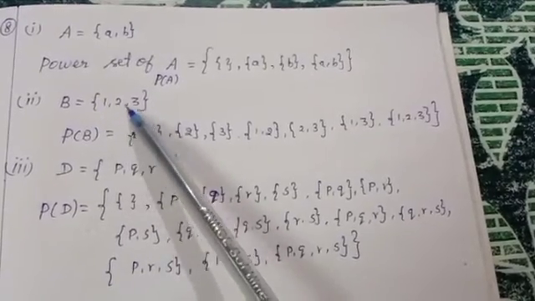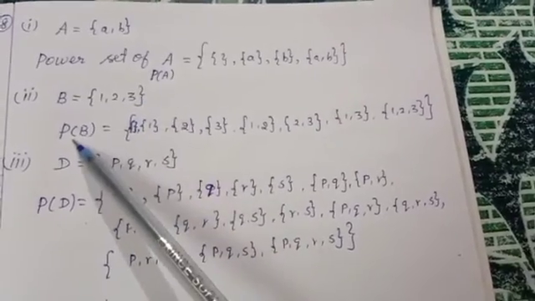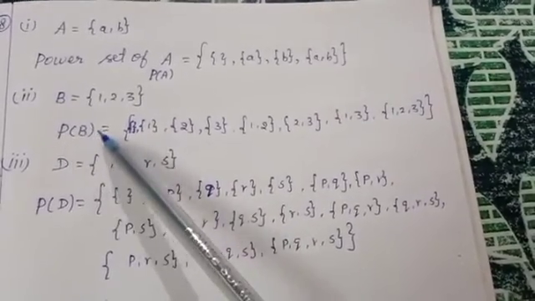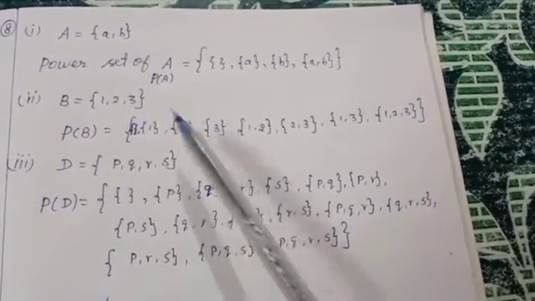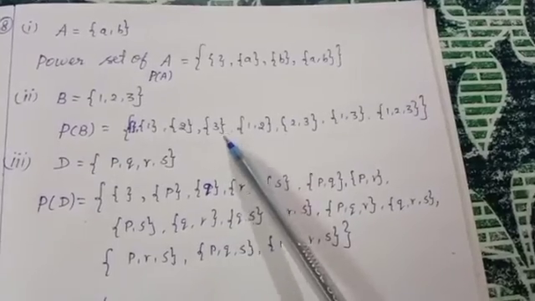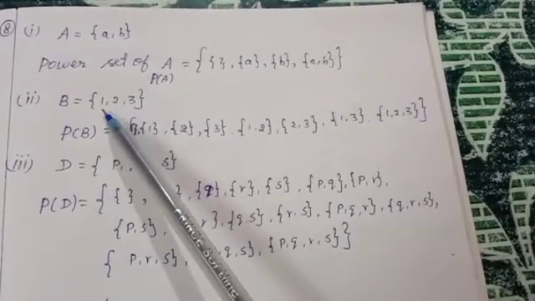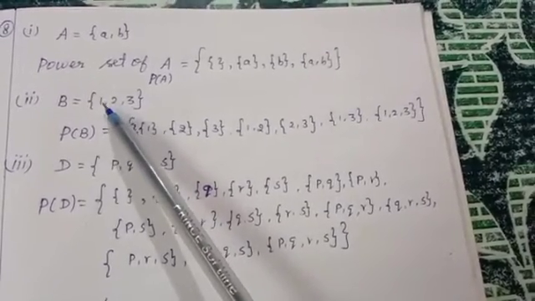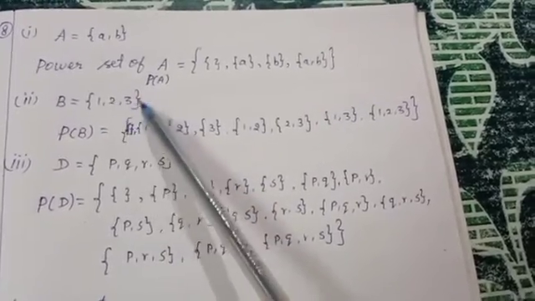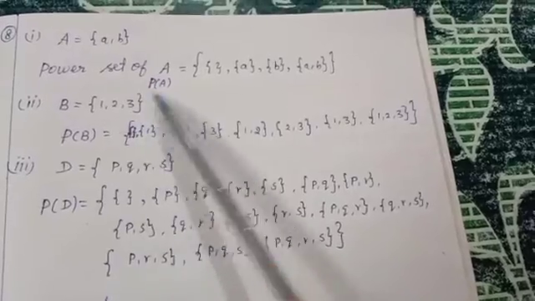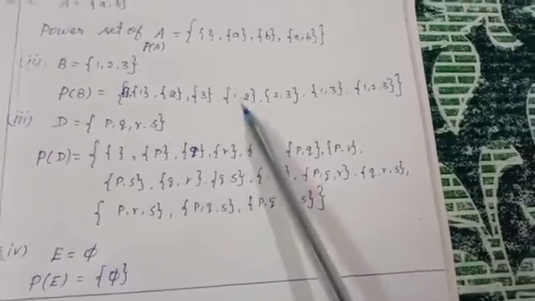B is equal to set of all 1, 2, 3. Here we have 3 elements. So it is P of B. Power set P of B is equal to first the empty set, then single elements: set 1, set 2, set 3. Next double elements: 1, 2; 1, 3; 2, 3. Then start with 1, 2; 1, 3; then 2, 3; then write these 3 together.